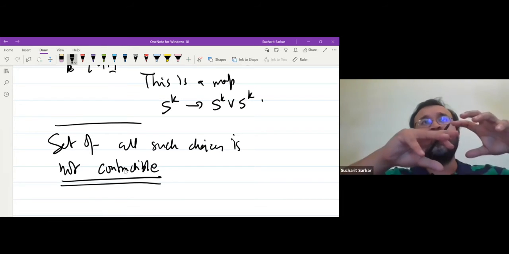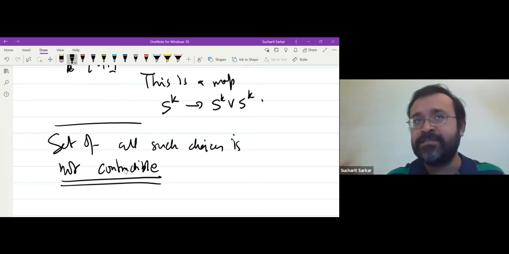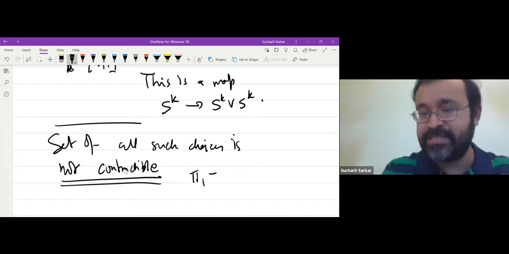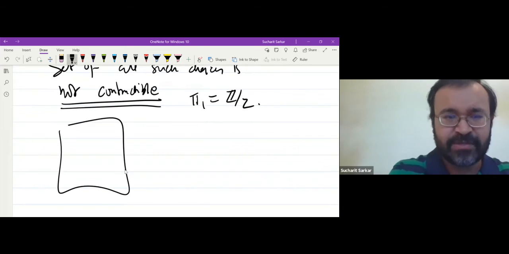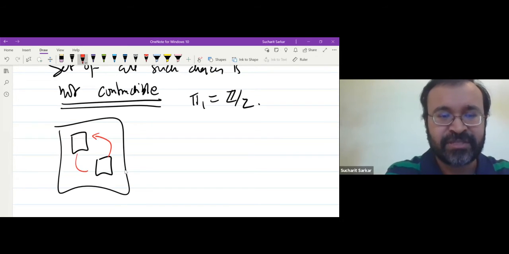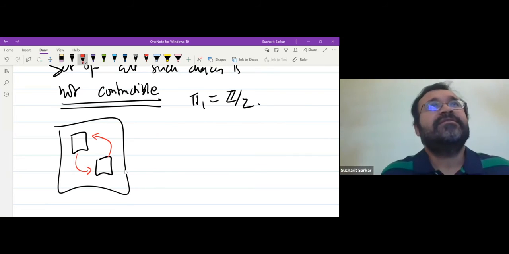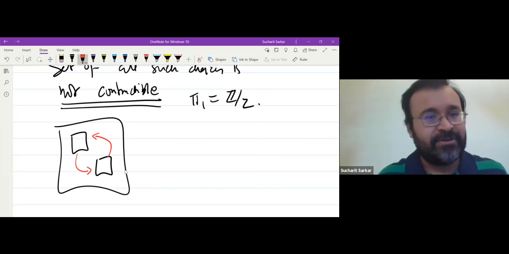So the space of two sub boxes inside a big box is not a contractible space. It has a loop, for instance. So pi 1 is actually Z mod 2. Why is pi 1 Z mod 2? Because I can start with these two sub boxes, and what I can do is just switch them around. And that's a pi 1, that's a loop, and it's clearly not contractible.